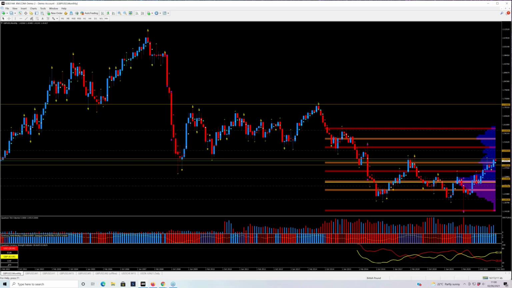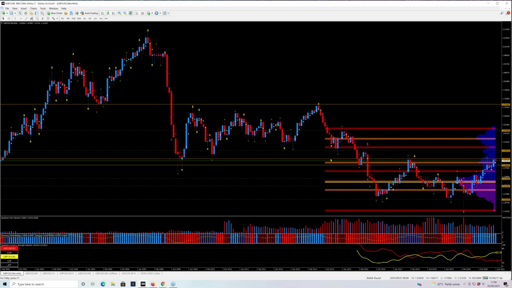And when you expand out, you can see quite clearly that's been around the volume point of control. This is actually quite a range. I know we had that. That was when? That was last year, wasn't it? That was March last year.